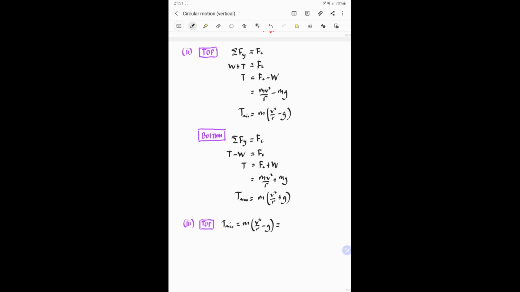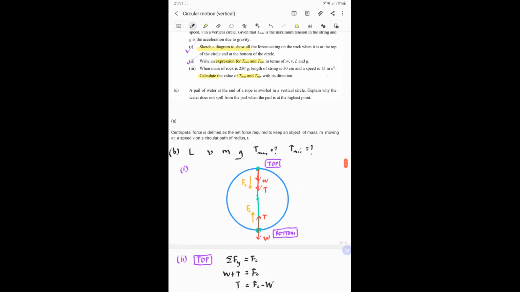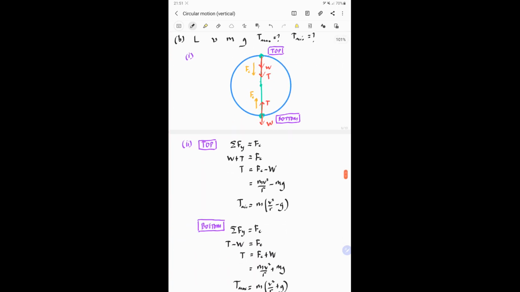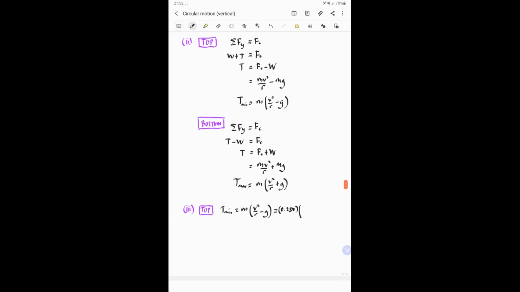Okay, substitute the values given now. The mass given is 250 grams, convert it to be in kilogram. So 0.250 kilogram. Okay, mass multiplied by V. V given is 15. Where is V? Check it. Okay, V is 15. The length is 50 centimeter. Okay, so make sure for the substitution we have to convert everything to be in SI unit.